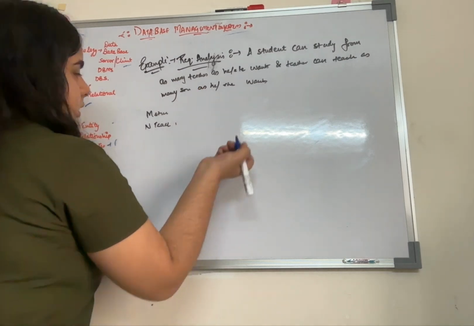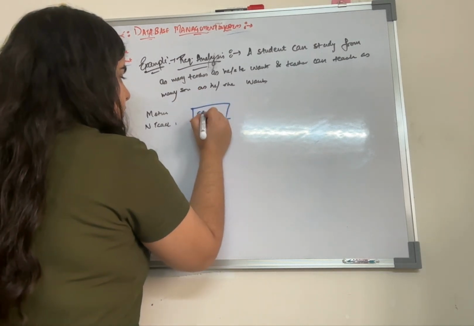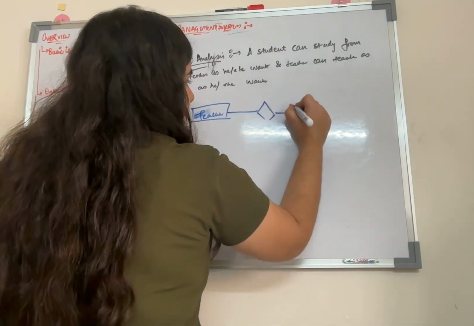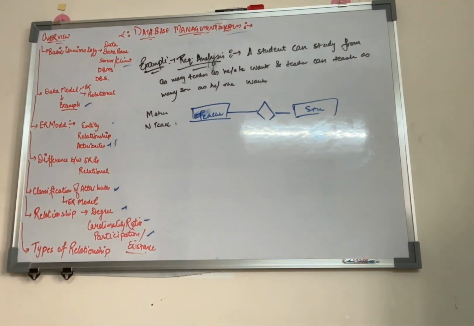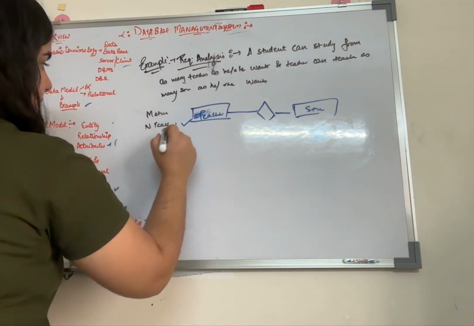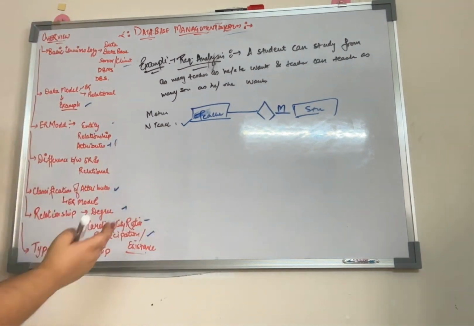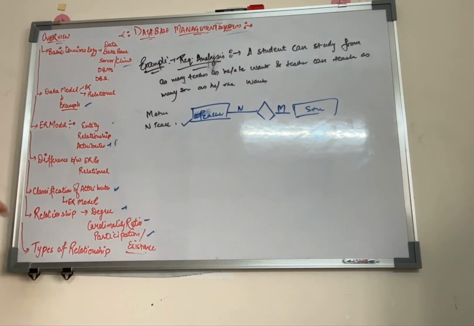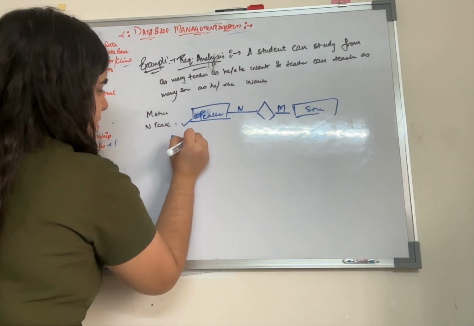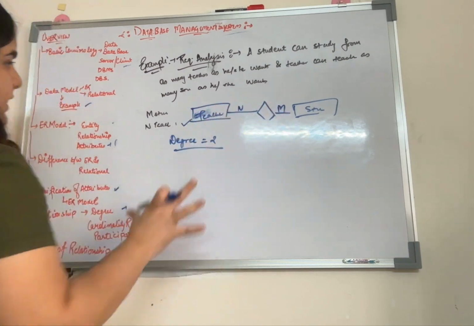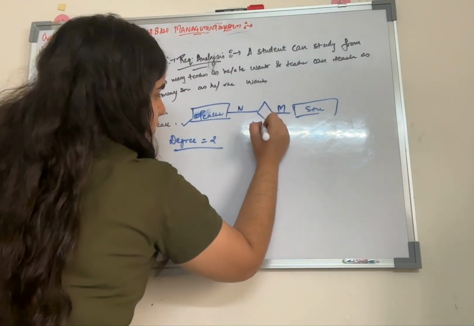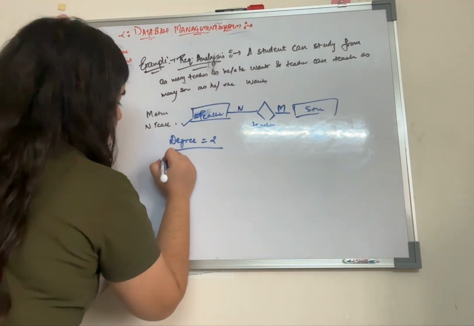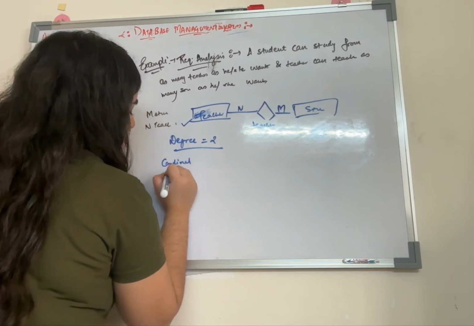So first of all, let's draw an ER diagram. We'll put teacher here so that the confusion is not there, and then student. So a teacher can teach at most m students, and a student can study from at most n teachers. First of all, what is the degree? Degree is nothing but 2, because only 2 entities are participating. I forgot to put the relationship here.